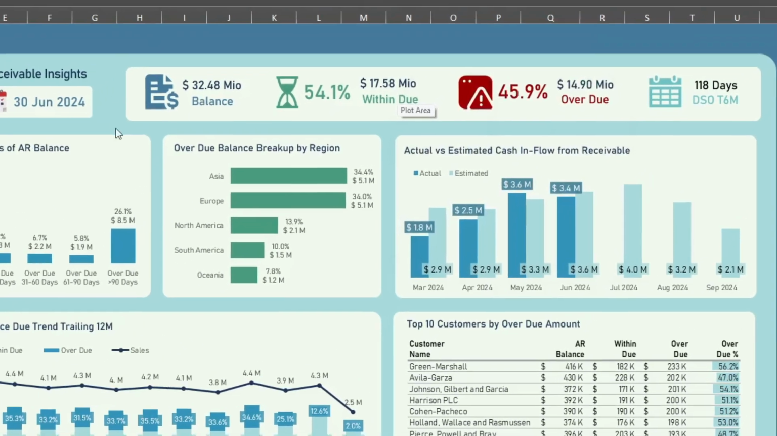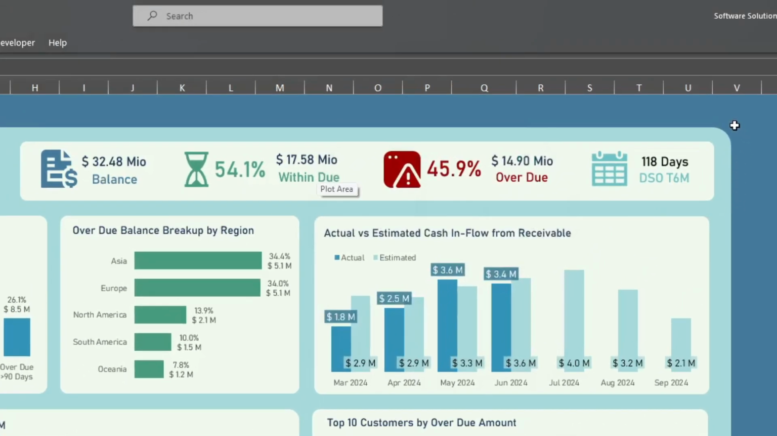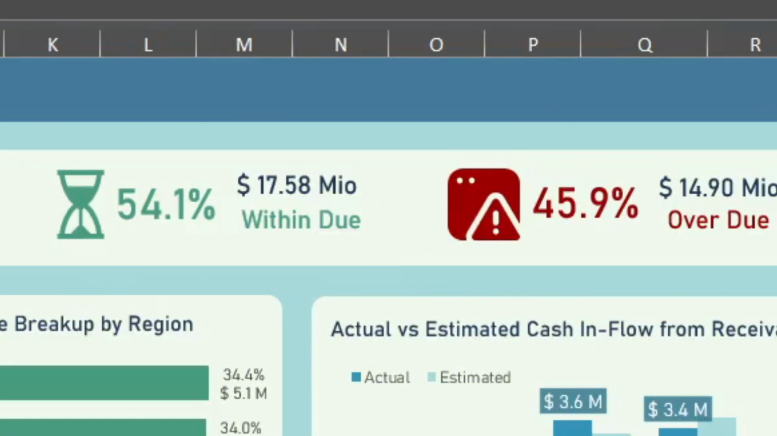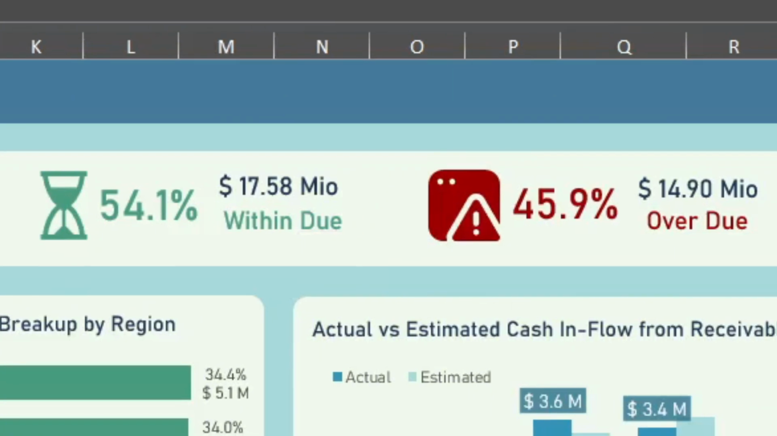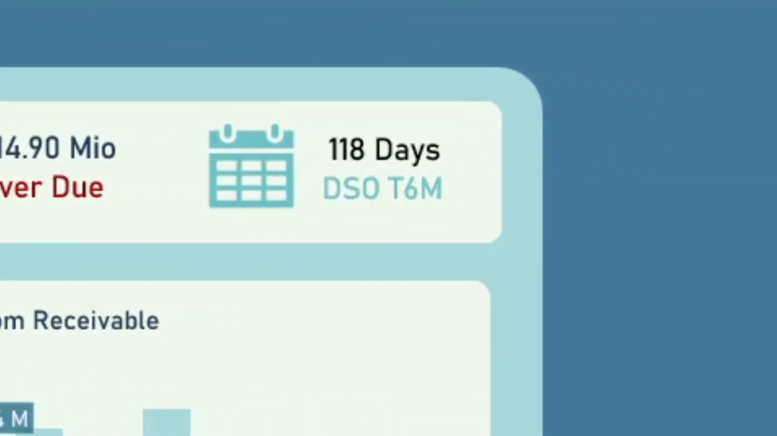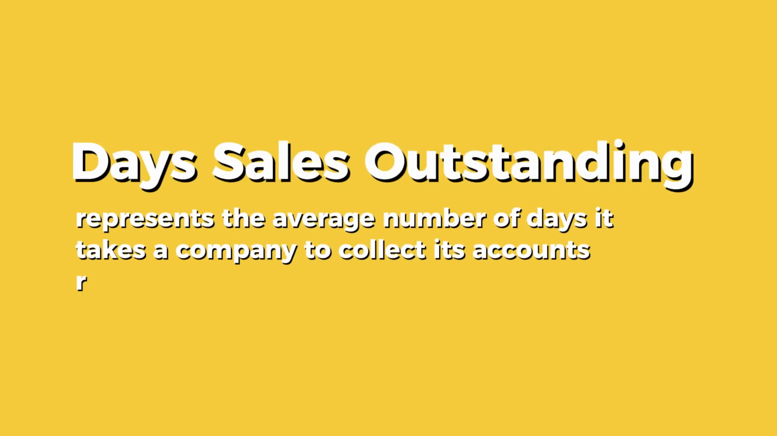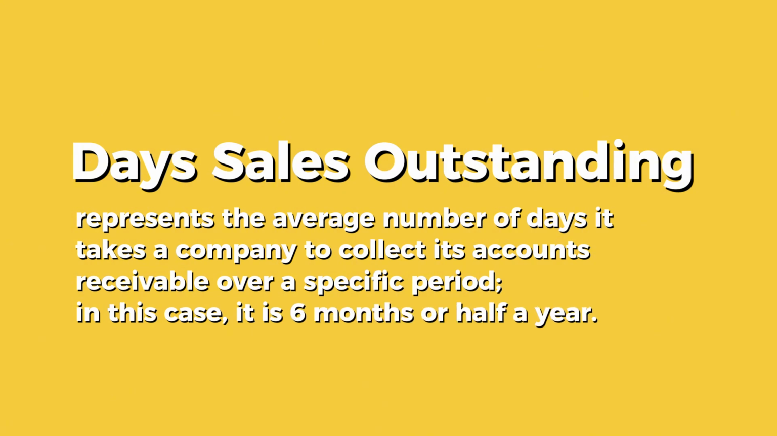Moving to the right of the date, you'll find a status bar displaying various metrics related to due balances. It shows total amounts, breaking them down into within due and overdue categories. You'll also see the trailing 6-month DSO, Days Sales Outstanding, which represents the average number of days it takes to collect payments over the last half year.